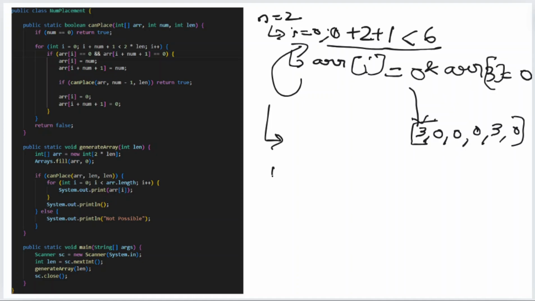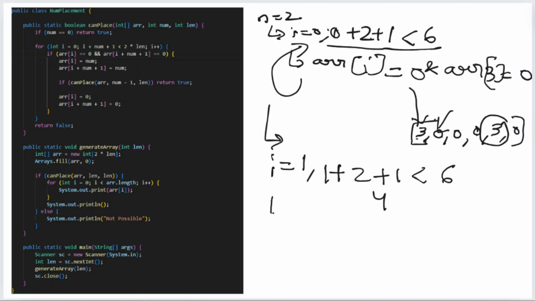The next time it will be I equal to 1, and when we keep I equal to 1, our next index will be 1 plus 2 plus 1, which should be less than 6, which is basically 4. So again, if we see the first element is 0, but if we see the fourth index, which is basically 0 1 2 3 4, it's occupied by another instance of 3. So again we'll not be able to enter the if condition.